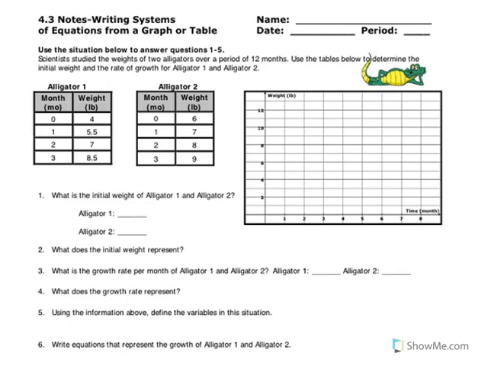So you know how to write equations by looking at a table. Remember, when we write an equation, the two things we're always looking for are the slope and the y-intercept. If we can find the slope and the y-intercept, we can write an equation. So it's not going to be hard. Let's take a look. First of all, it says here, scientists studied the weights of 2 alligators over a period of 12 months. Use the tables below to determine the initial weight and the rate of growth for alligator 1 and alligator 2.